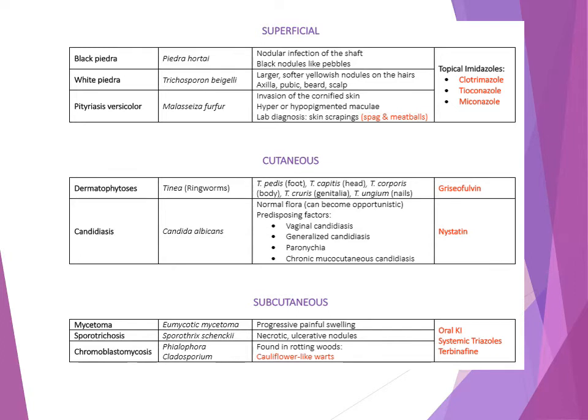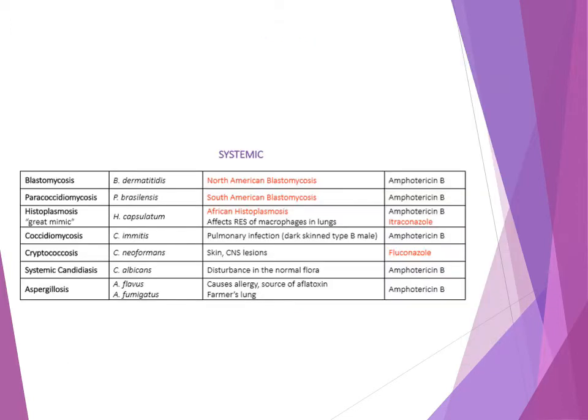If you're going to review your microbiology notes, you will see that we have this. Then our infection by fungi can also be systemic, such as your blastomycosis, histoplasmosis, coccidiomycosis, cryptococcosis, systemic candidiasis, and aspergillosis. As you can see, the drug of choice is mostly amphotericin B, except for histoplasmosis, where the drug of choice is itraconazole. And for cryptococcosis, the drug of choice is fluconazole.